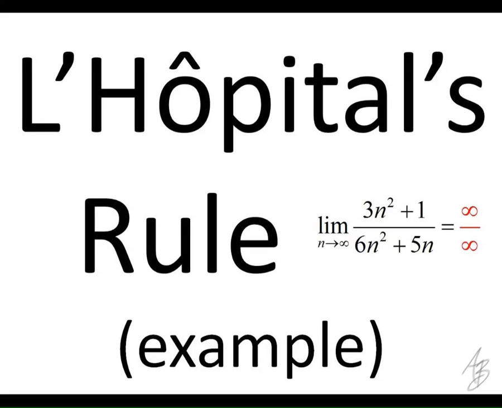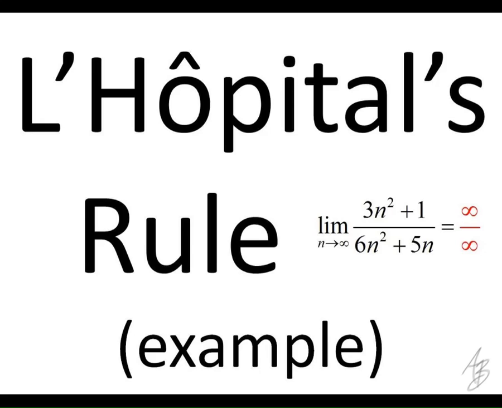This is another example of a limit that we looked at very early on in the school year. At that point, what we did is we came up with a trick, and we said if we divide everything by n squared, we end up with (3 plus 1 over n squared) over (6 plus 5 over n). The 1 over n squared and the 5 over n go to 0 as n goes to infinity, so we end up with 3 over 6, which is 1/2.